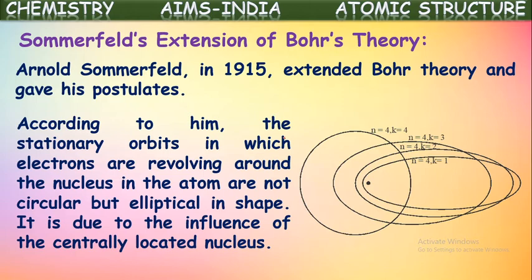That is why there occur some energy differences between the electrons, even though they are in the same orbit. That's why there occur some splittings in the spectral lines in the presence of either a magnetic field or an electric field. So he has given the answer to those questions where Bohr could not.